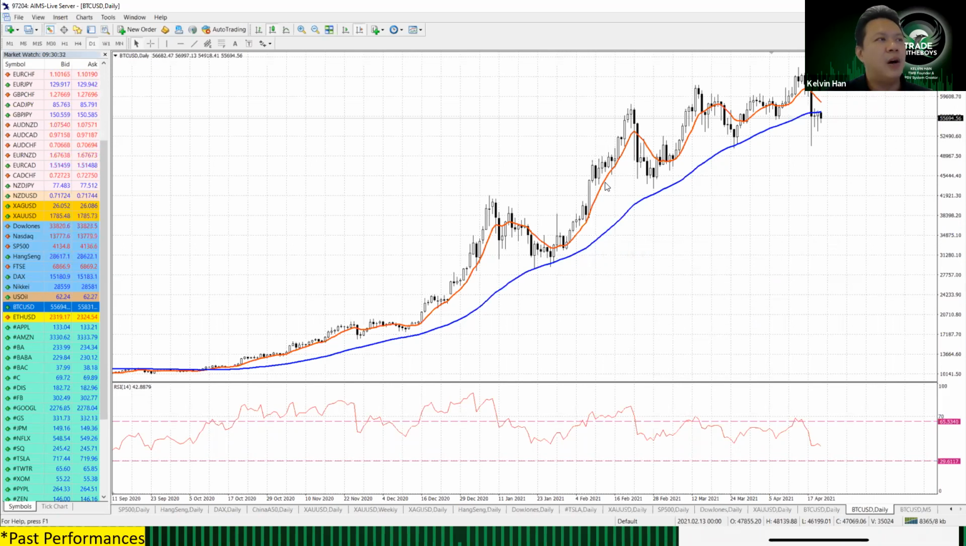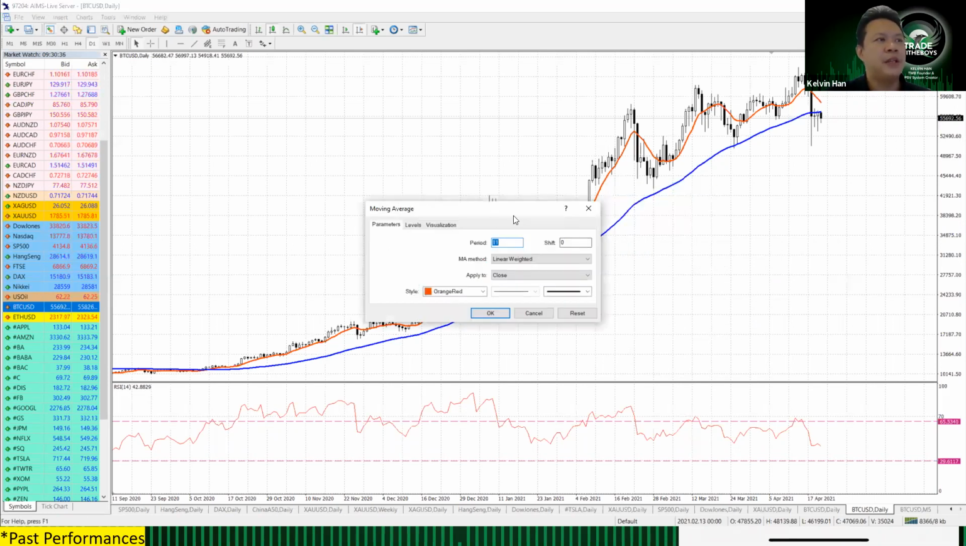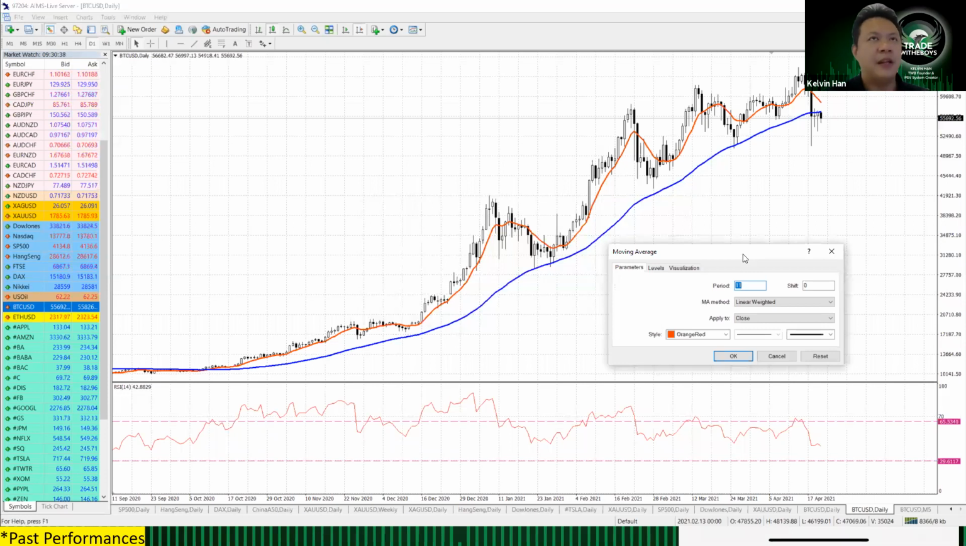Now the orange one is also a bit different. The orange one I'm using now is only 11. Only 11. Now, don't ask me why 11, not 12, not 13. I have my reason for that. I'm using 11, also linear weighted. One is 70, one is 11.